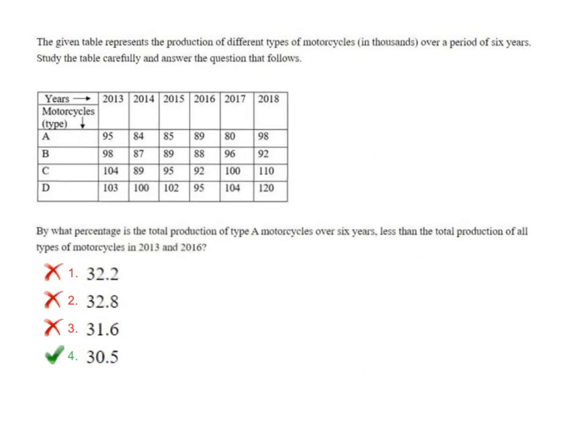By what percent is the total production of type A motorcycles over 6 years less than the total production of all types in 2013 and 2016? Type A over 6 years: 95, 84, 85, 89, 80, 98. What you do is assume that you are writing it as 90 plus something. So plus 5, minus 6, minus 5, minus 1, minus 10, plus 8. Cancel this, minus 5 plus 5.